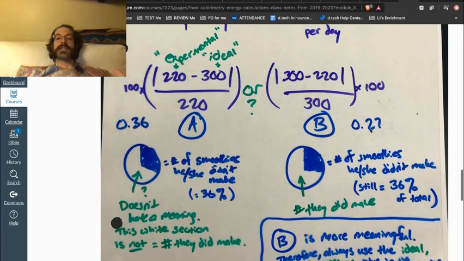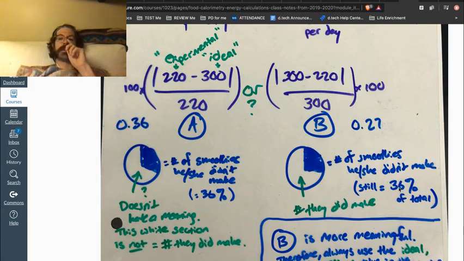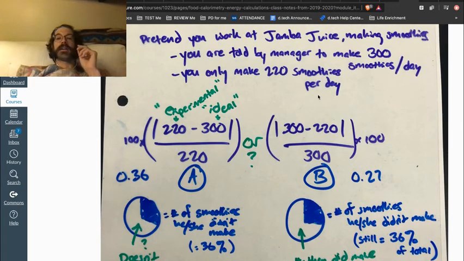So what we would say in this case, actually, this number is wrong. That should say 27%. Because this should say 0.27 times 100. So that should be 27%. So that means that if you worked at Jamba Juice and you didn't make 80 smoothies, you didn't make 27% of the smoothies that you were supposed to make. Again, that's why what you were supposed to make should be part of your formula here.